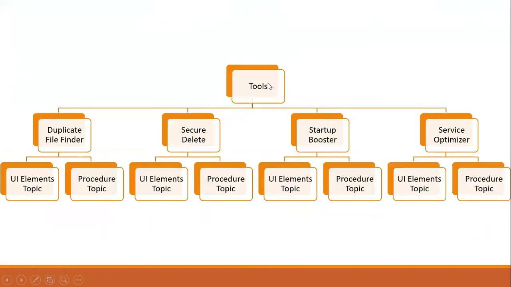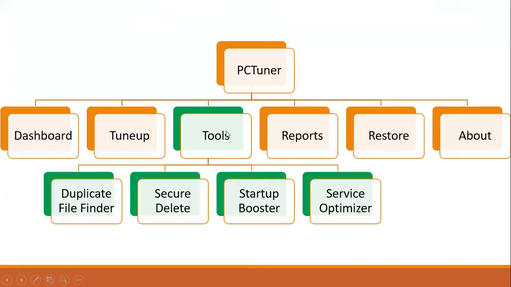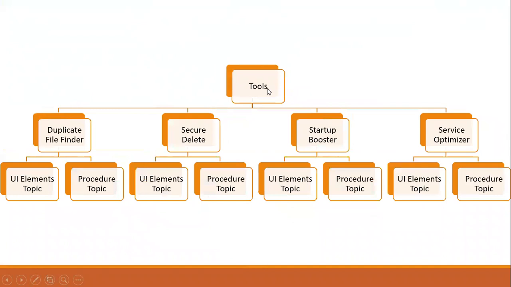And when we take these tools, we now move ahead and further classify what we are going to document within the features of Tools. Let's look at duplicate file finder. You have a UI elements topic and a procedure topic. The same goes for all the 4 features that we are going to document.